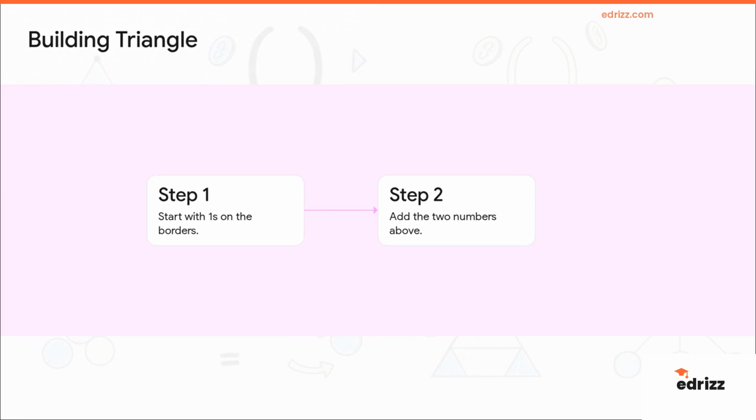Step 1, you just start with ones on the outside borders, creating a triangle shape. Then step 2, to find any number inside the triangle, you simply add the two numbers directly above it. So 1 plus 1 gives you 2, 1 plus 2 gives you 3. And this brilliantly illustrates how incredibly complex math can emerge from the absolute simplest, most repetitive arithmetic rules.